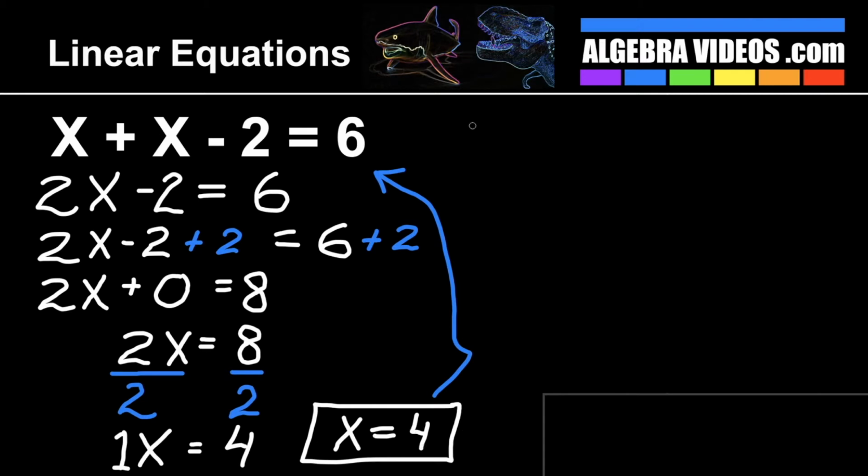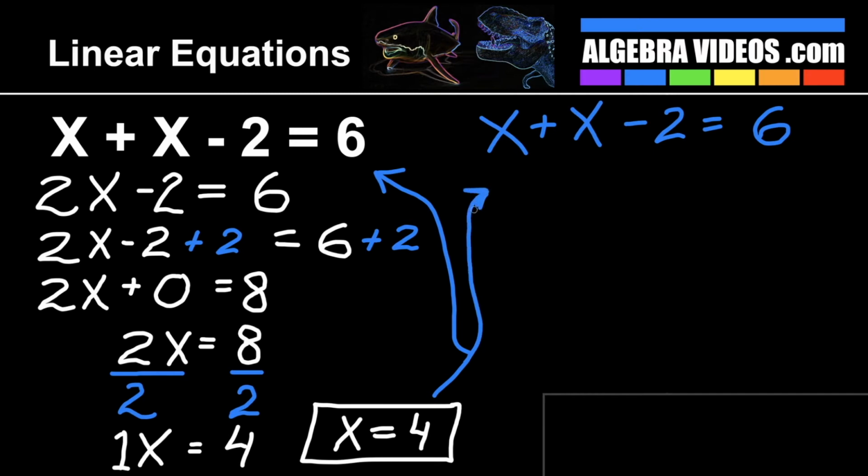So let me just rewrite the equation. The original problem here, the original equation, was x plus x minus 2 equals 6. So what I'm going to do is plug in our answer of negative 4 into this equation. I'm sorry, not negative 4, positive 4. Into this equation and make sure it works. So where there's an x, I'm going to plug in the number 4. So if here's x, I'm going to plug in the number 4 plus, here's x again, I'm going to plug in the number 4 again, minus 2 equals 6.